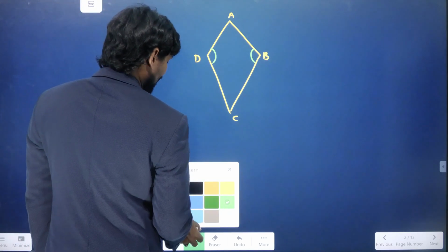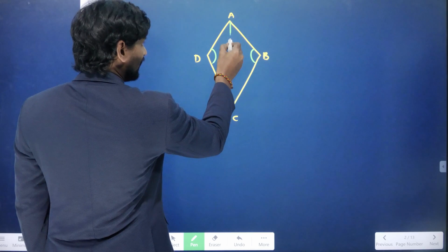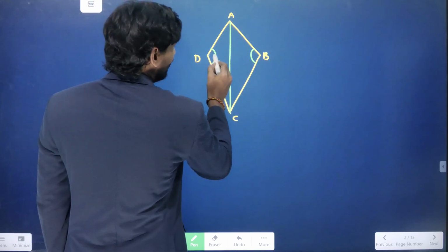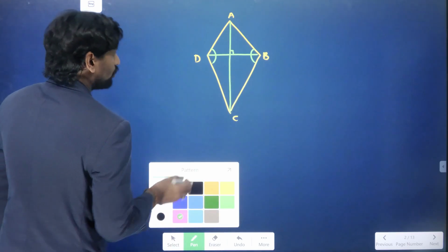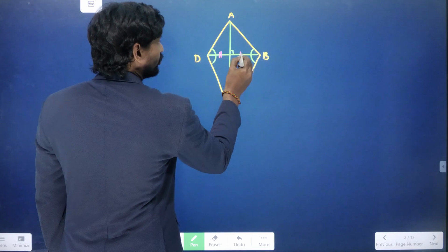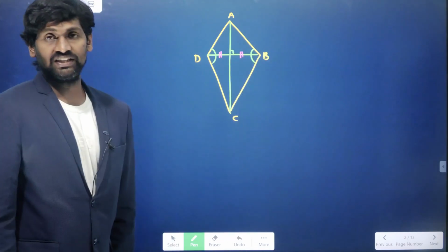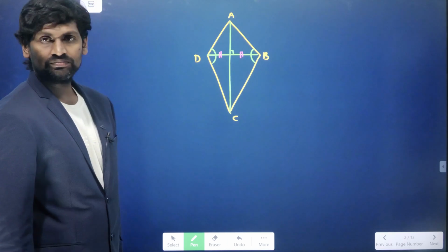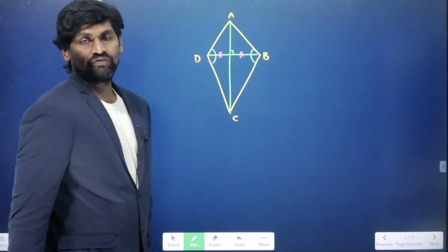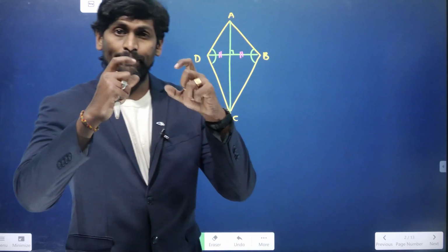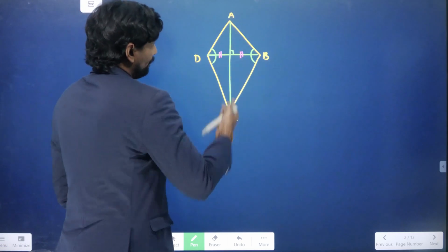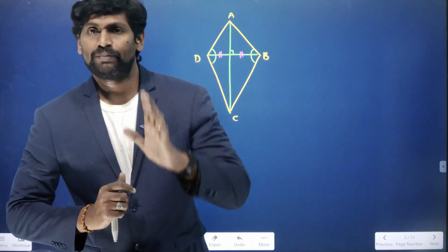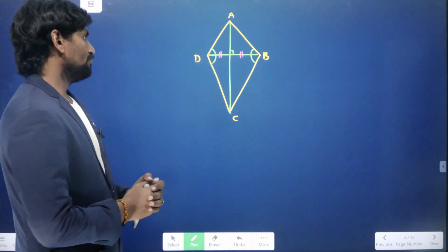And the diagonals intersect perpendicularly. AC is a diagonal and BD is a diagonal. The diagonals intersect perpendicularly, and also one diagonal is bisecting. So this is about the properties of a kite. First property, one pair of opposite angles are equal, and the second property, the diagonals intersect perpendicularly and one diagonal is bisecting here.